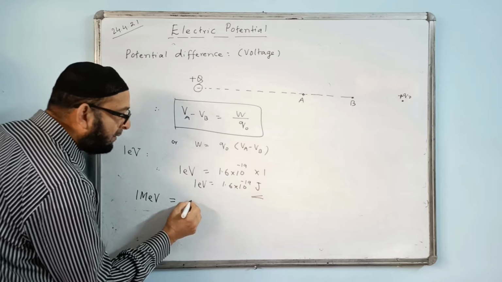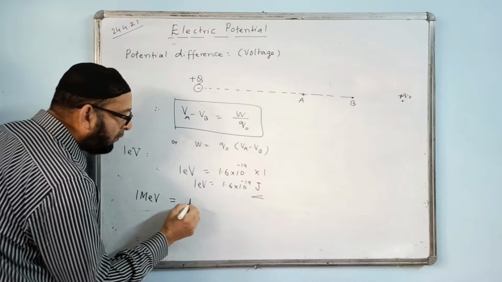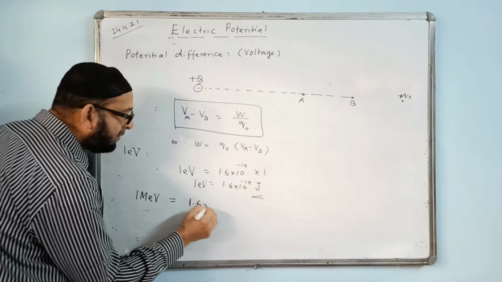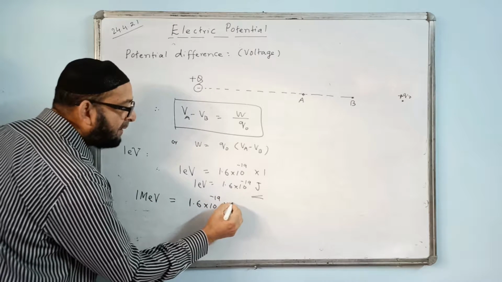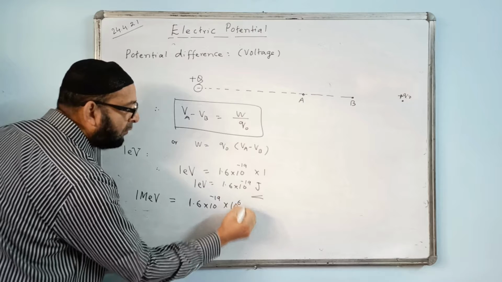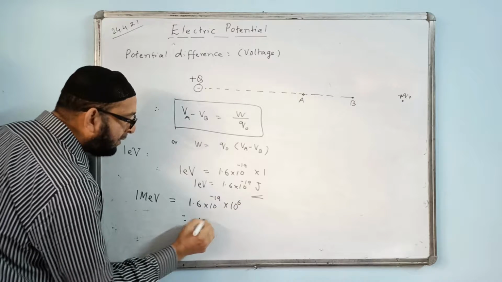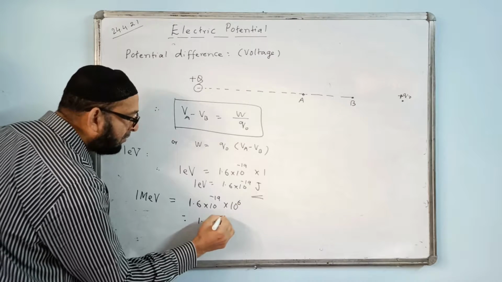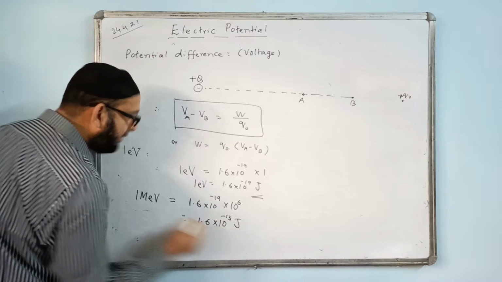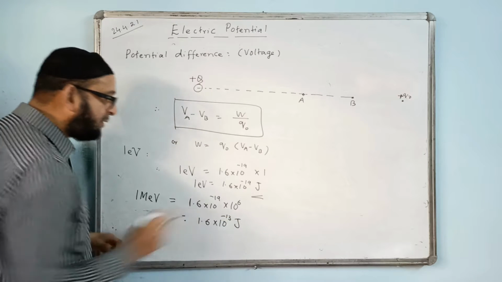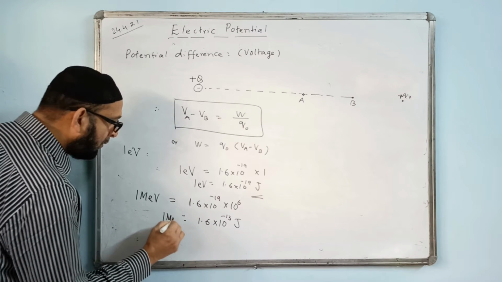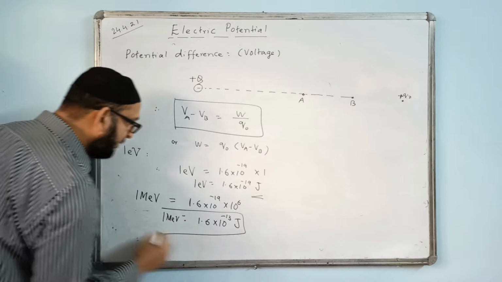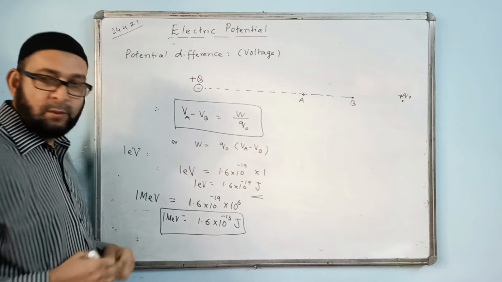If I write, it will be equal to electron charge 1.6 into 10 to the minus 19 into volt value, which is 1 megavolt, that is 10 to the power of 6 volt. If I multiply everything, the answer will become 1.6 into 10 to the minus 13 joule. We are changing the energy unit to joule, or the work done unit is joule. So 1 mega electron volt is equal to this value, 1.6 into 10 to the minus 13 joule.